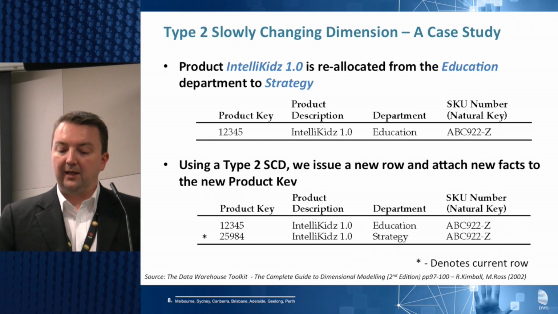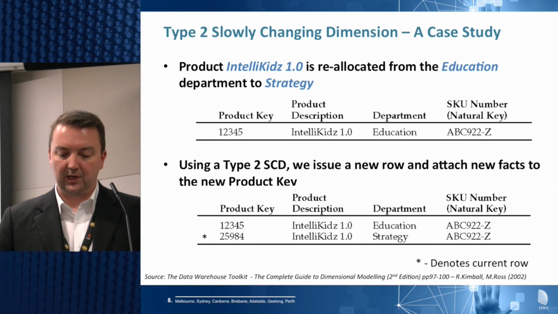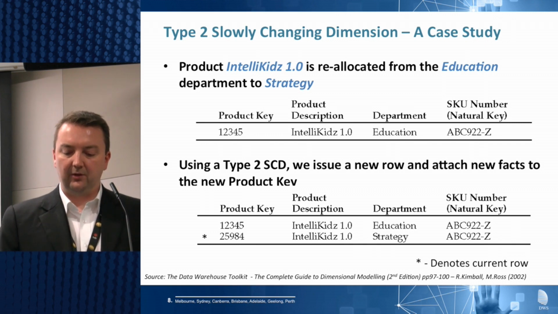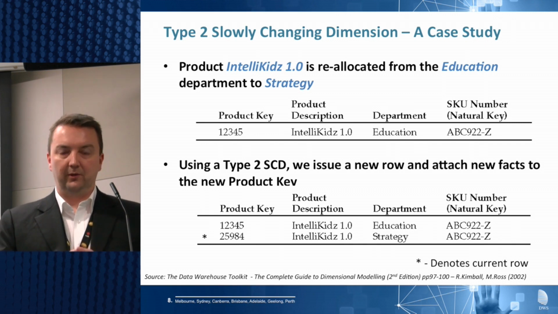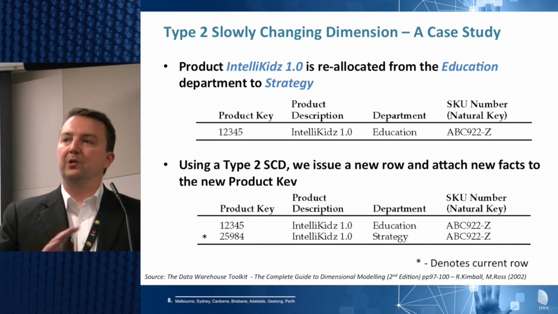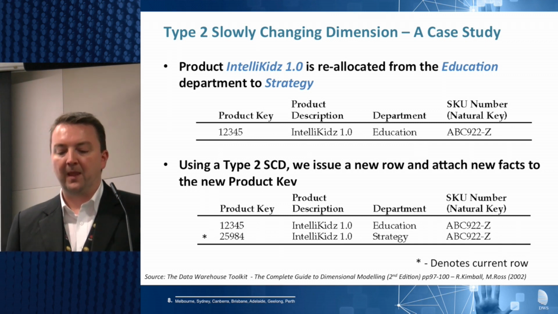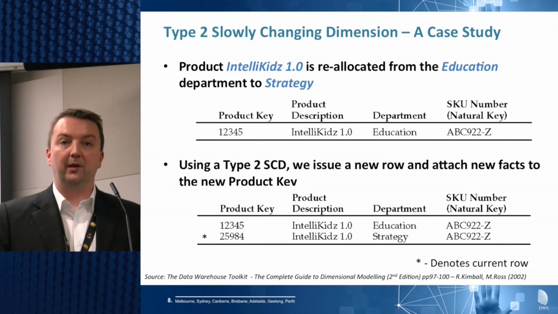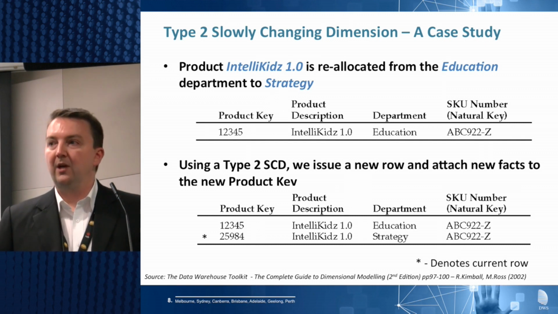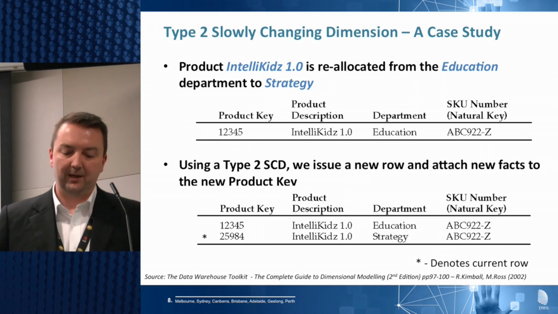Okay, but there's been a change in the organisation. All of the sales of IntelliKids 1.0 were being rolled up to the education department. We've decided we're creating a new department called the strategy department, and we're going to take a number of products, one of which is IntelliKids 1.0, and from now on we're going to roll up those products into the strategy department.